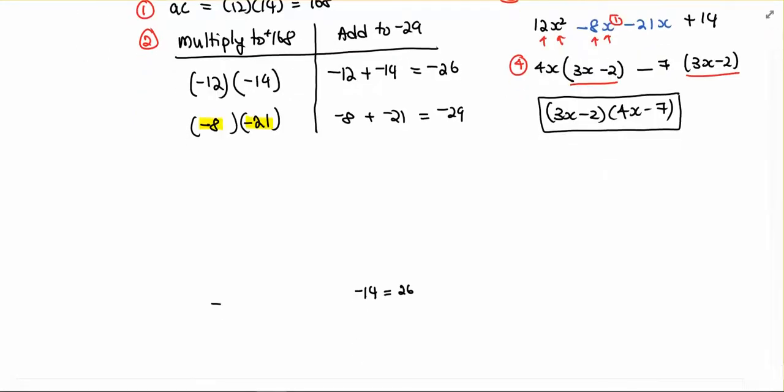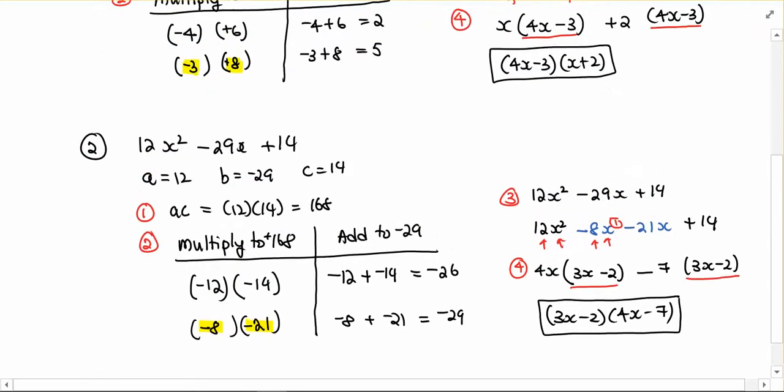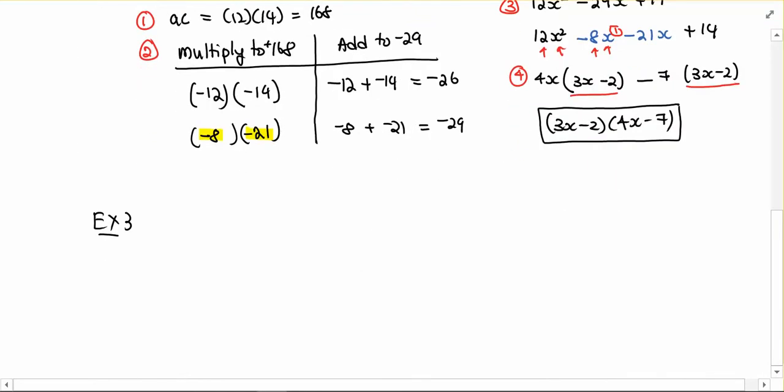Step 3, example 3, excuse me. Example 3. In this example, we'll take a look at, so let's see, what have we done? We've done positive, negative, negative, positive. So we'll do two negatives.